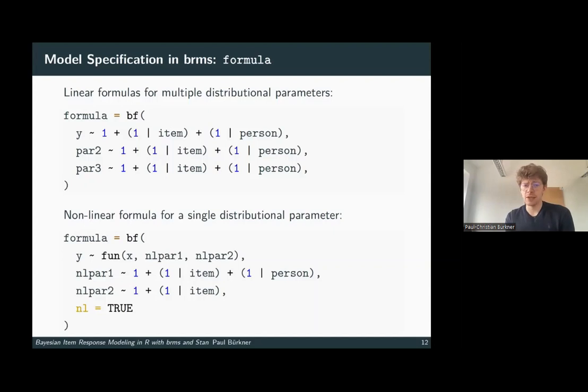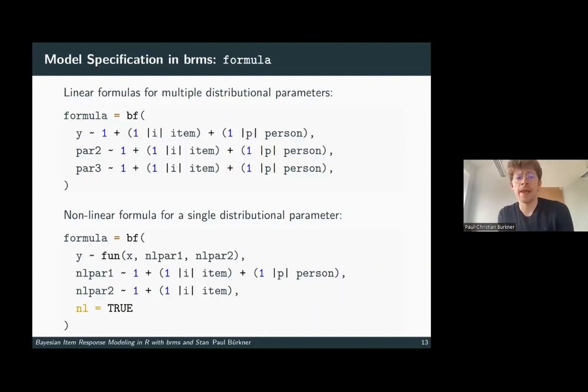And in brms, this is realized across formulas by having two of these pipe symbols and then having a symbol in between them. For example, I for items and P for persons. It doesn't really matter what you put in there, as long as you put the same symbol in those terms that are supposed to be correlated. So if you want to correlate all person parameters with each other, two pipes and then a P in between, and all of them are going to be modeled as correlated, even across formulas, same with items.